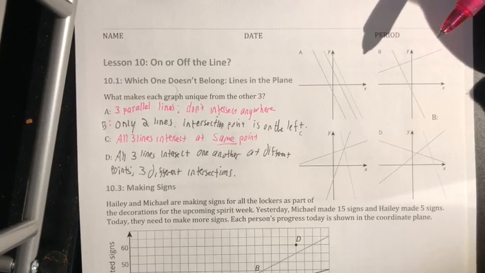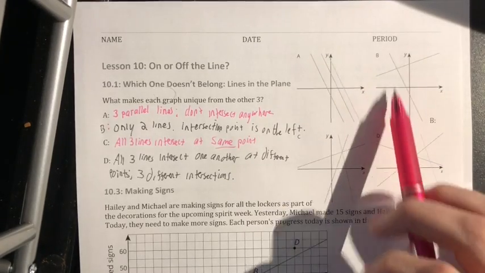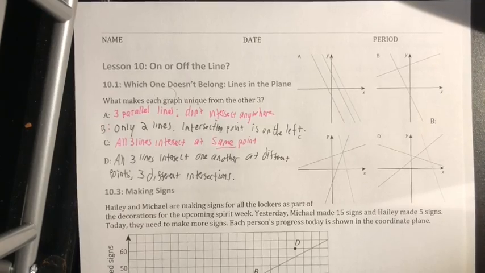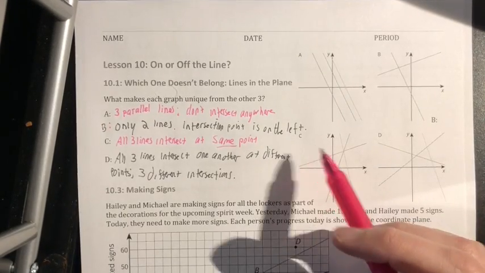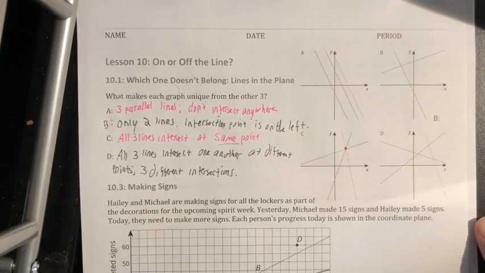So I just said there's only 2 lines. And also the intersection point I noticed is the only one where the intersection point is over in one of my left quadrants, in either quadrant 2 or 3. For graph C, I said that all 3 lines intersect at the same point. They'll have that same exact intersection point right there.